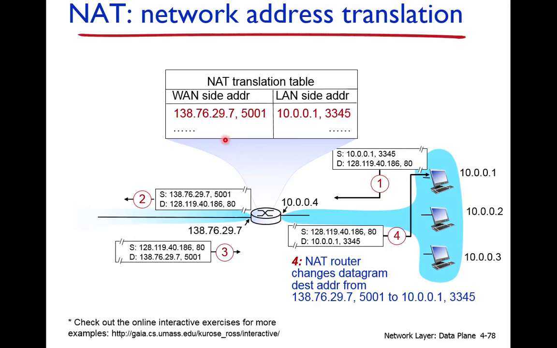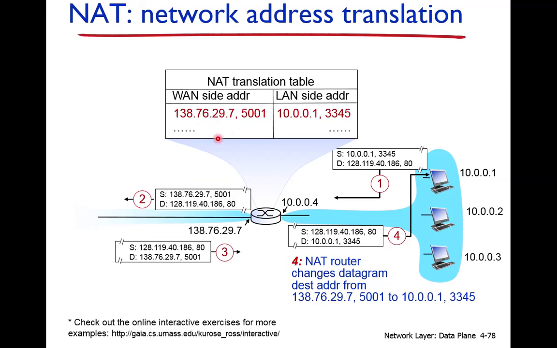So if this table has an entry, it is because a machine from the local network sent data to the outside world. When a machine from the local network sends data, this table will have an entry. If this machine has not sent data and someone from the outside world wants to send data to this machine, it cannot be sent, because there will be no entry.